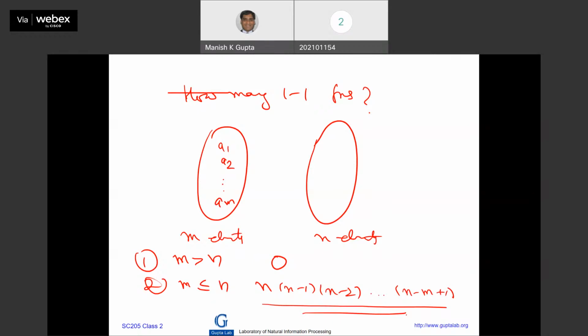By the way, these kinds of questions are asked in job interviews, so you need to be careful. Remember, I asked you how many reflexive relations, how many transitive relations on a set with n elements. These counting problems are very, very important, so you need to know how to count. Anyway, let me look at a somewhat more complicated problem.